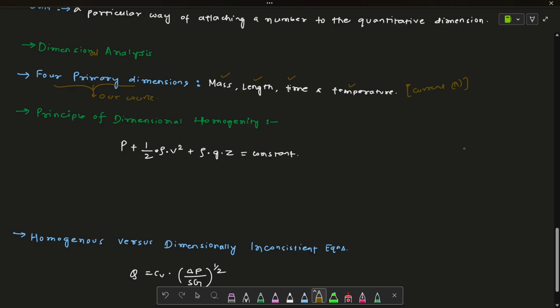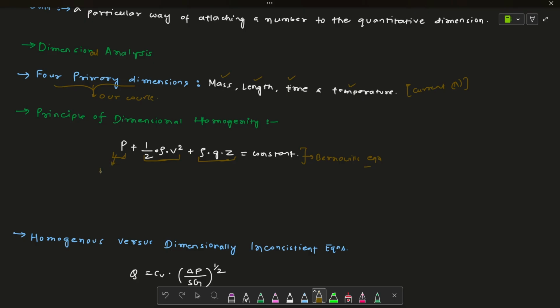What that means, let me explain with this example. I have written p plus 1/2 rho v square plus rho gh. So what is this? This is Bernoulli's equation. So what does the principle of dimensional homogeneity say? It says that each term in an addition will have the same dimension. For example, pressure has the dimension Pascal.